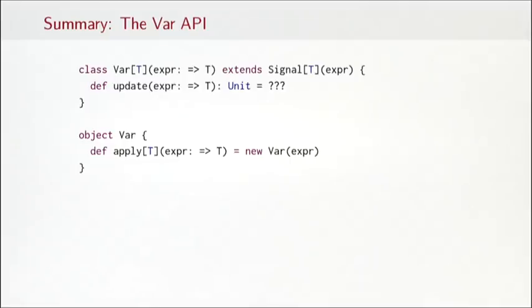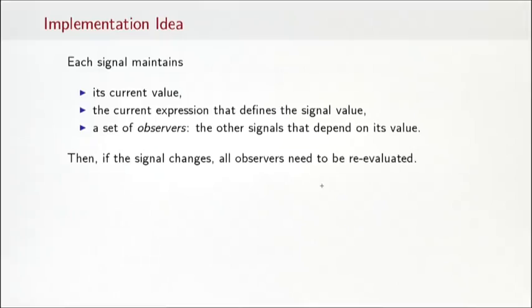So we've also used Vars. A Var is a subclass of Signal, and it adds one more method, and that's the update method, which takes the expression to be evaluated from now on. Its result type is Unit, and we have again left out the implementation. Like signals, Var has an apply method which allows us to create new Vars with the same syntax as for signals, like that.